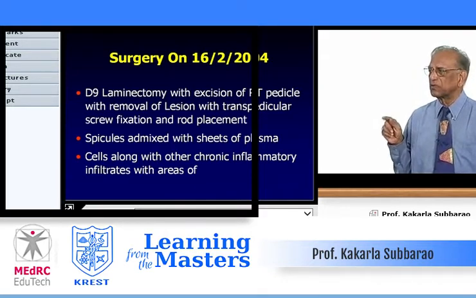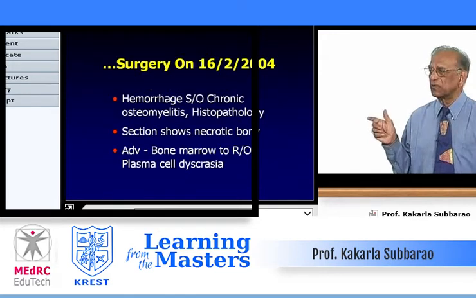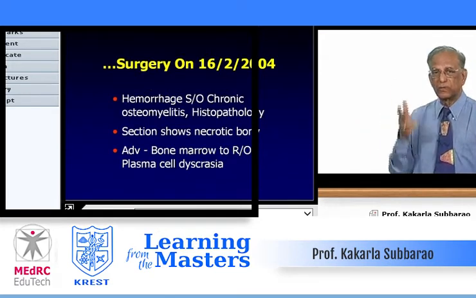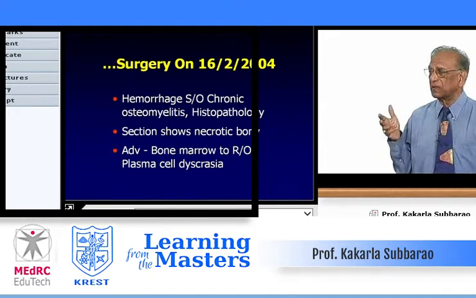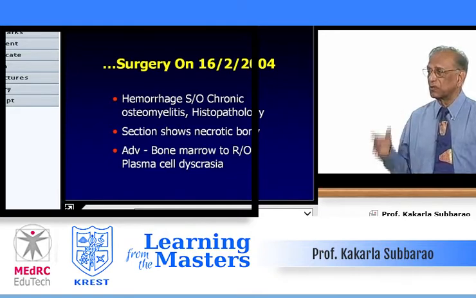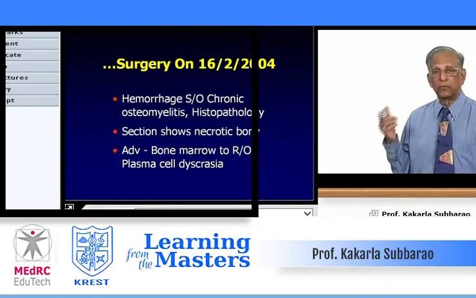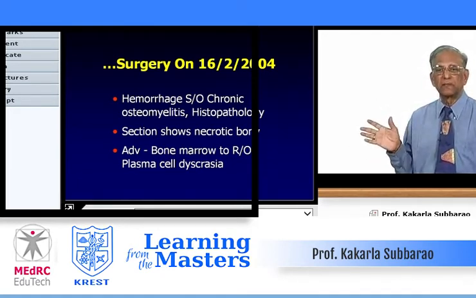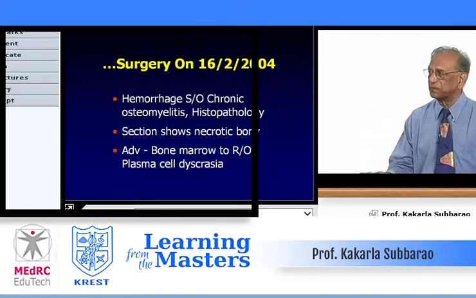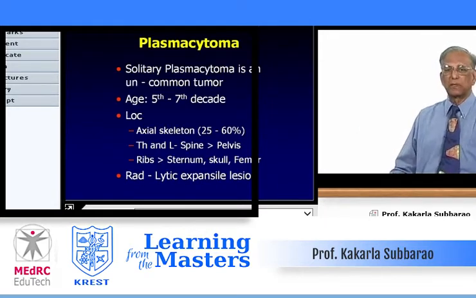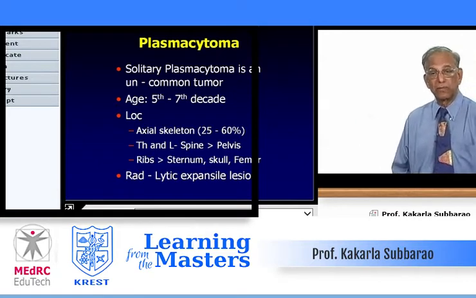Spicules admixed with sheets of plasma cells along with other chronic inflammatory infiltrates with areas of hemorrhage. Those spaces indicate chronic osteomyelitis. On gross pathology they thought it was chronic osteomyelitis. Histopathology section showed necrotic bone marrow, said to rule out plasma cell dyscrasia. That's how the diagnosis comes. Plasmacytoma. Ultimately, the diagnosis was plasmacytoma.